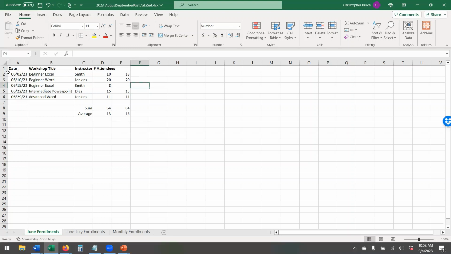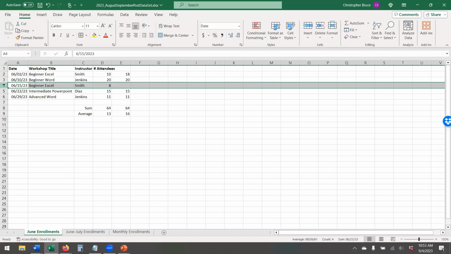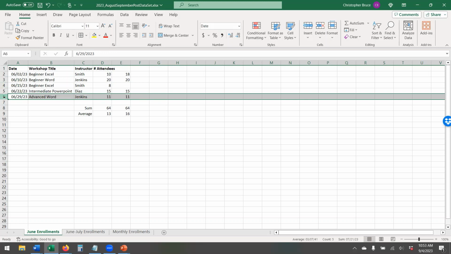If you're like, we are not running a second beginner Excel class at all this year, or we're not running any advanced Word classes this year, then just take them right out of the spreadsheet, or you need to leave them blank. All right, so that is the beginning of some statistical analysis and concepts that you can start looking at.